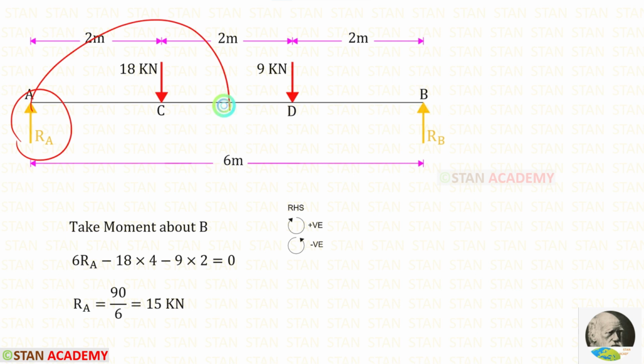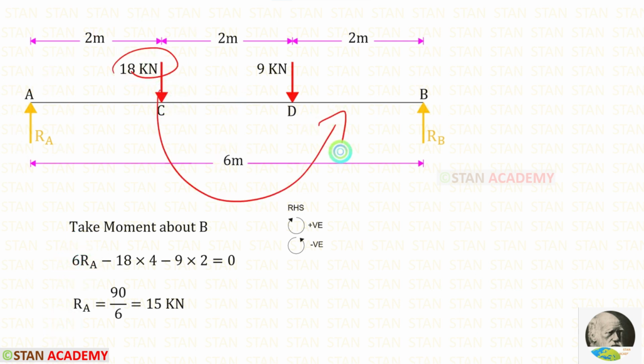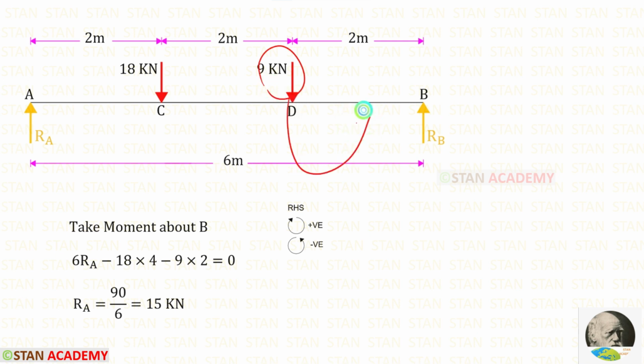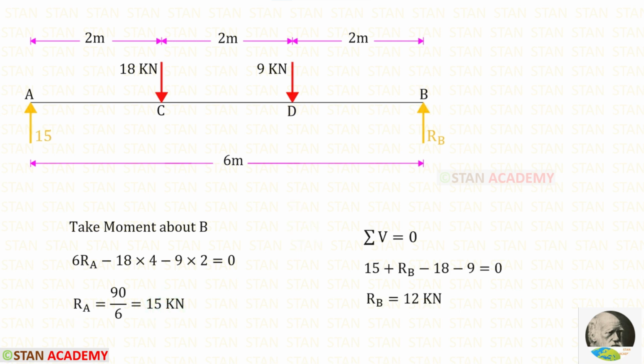RA is acting in the clockwise direction, so it will be positive, and the distance is 6, so 6 RA. This load is acting in the anti-clockwise direction, so it will be negative, and the distance is 4. This load is also acting in the anti-clockwise direction, so it is also negative, and the distance is 2. Finally, for RA, we are getting 15 kN. By applying the rule sigma V is equal to 0, we can find RB, which is 12 kN.